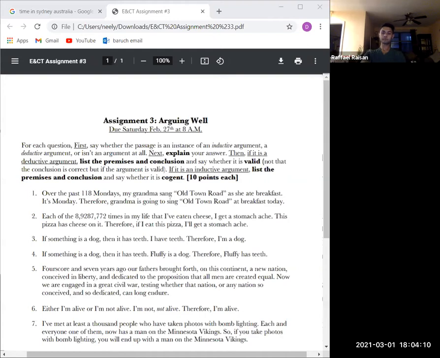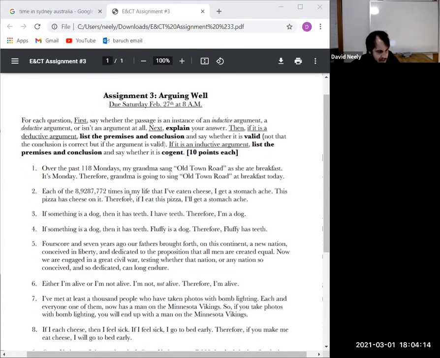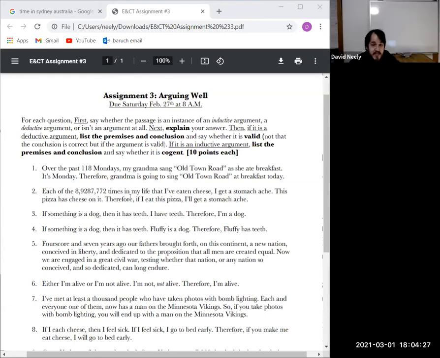So over the past 118 Mondays, my grandma sang Old Town Road as she ate breakfast. It's Monday, therefore grandma is going to sing Old Town Road at breakfast today. Is this deductive or inductive? Inductive. It is inductive because it relies on using past experience to draw a conclusion about the future. Now, if it's inductive, that means we're not concerned about validity, we're worried about cogency.